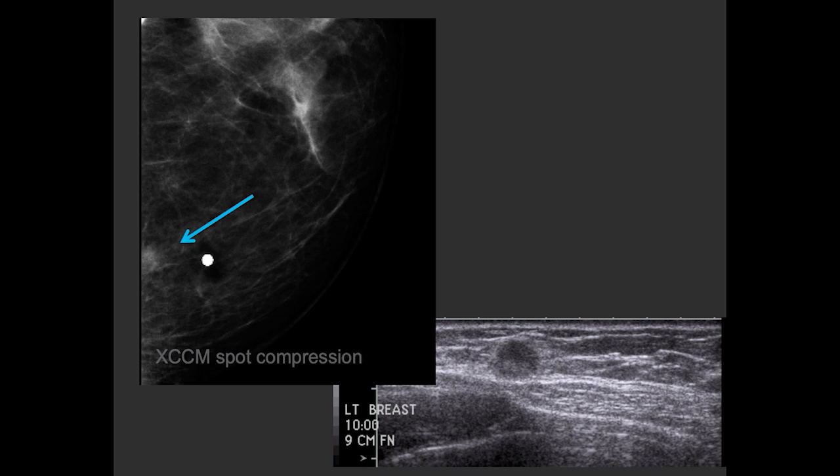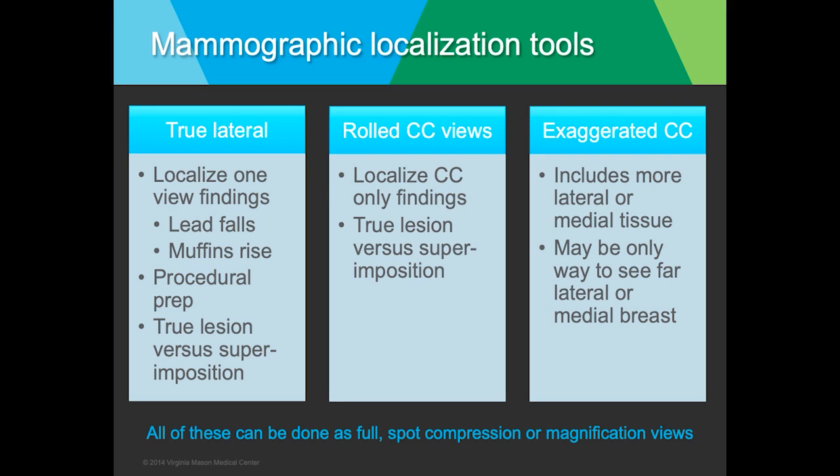We did an ultrasound, found the solid mass, biopsied with ultrasound, and it did turn out to be metastatic pancreatic adenocarcinoma to the breast. So this is just a good example of how we can use these tools to help find things and confirm that what we see on ultrasound is indeed what we saw in the mammogram, which is indeed what we saw in the CT. So in summary, mammographic localization tools are shown here.